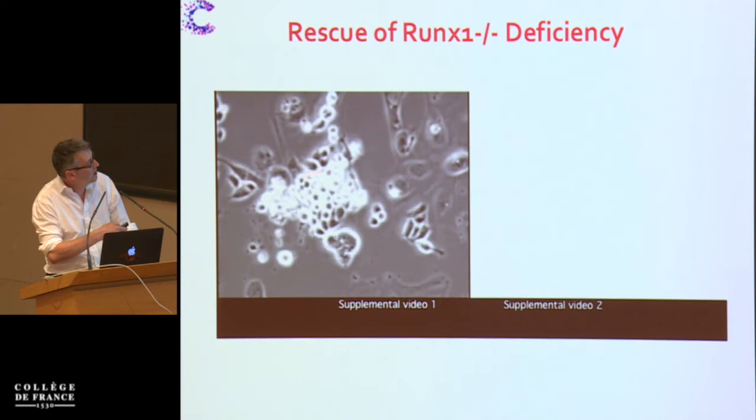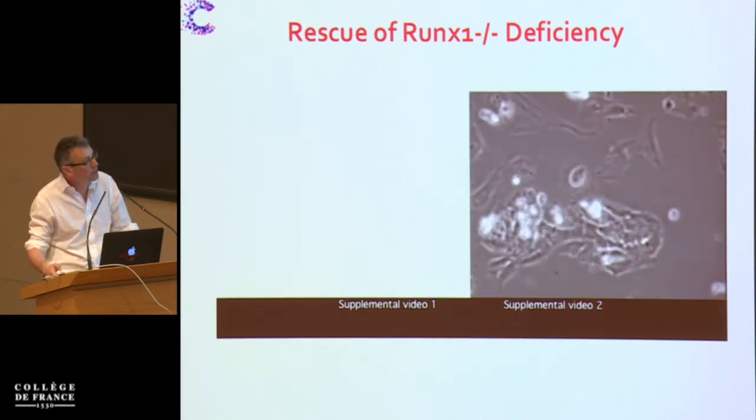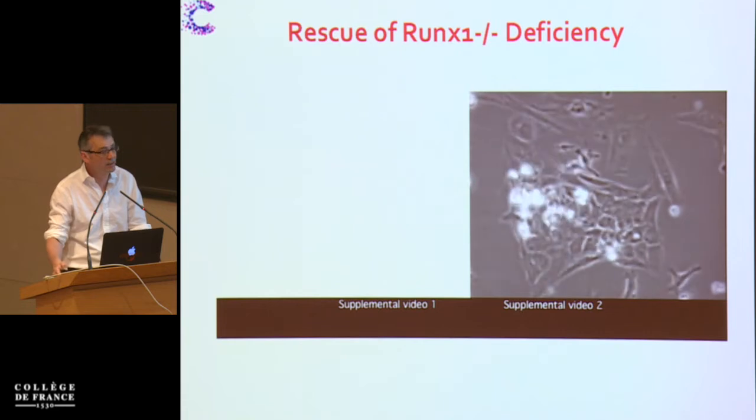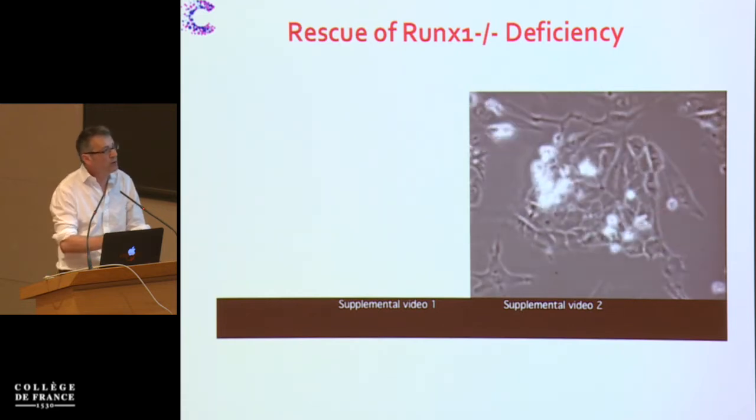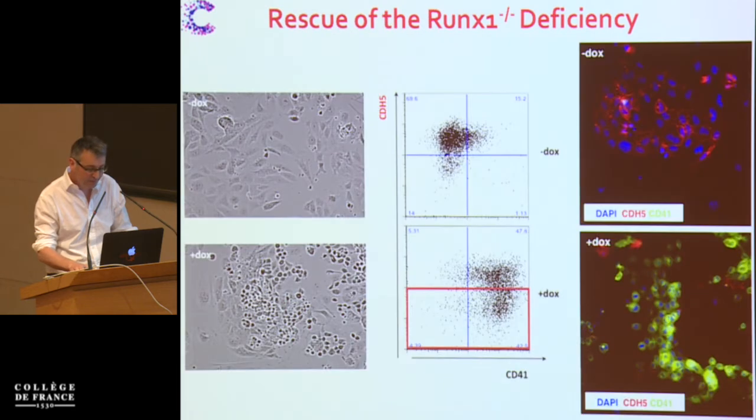You can see that this cluster of endothelial cells will round up. If you don't express it, this is what we expect from RANKS minus hemogenic endothelium: we don't have formation of viable round cells, so they just stay flat.